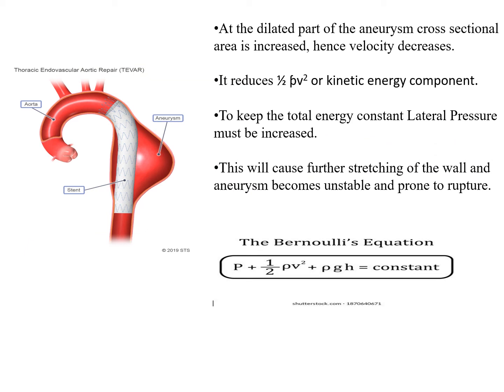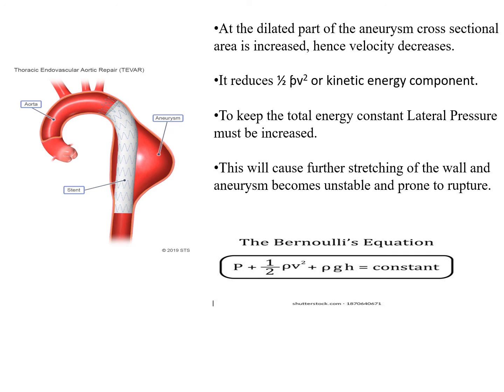The opposite happens in the dilated part of the aneurysm. Here the aorta, or blood vessel, is not narrowed; instead it is dilated. So the cross-sectional area is increased, hence the velocity decreases. If the velocity is less, that means the kinetic energy component of this Bernoulli equation is reduced. In order to keep the total energy constant, the lateral pressure must be increased. So in the wall of the aneurysm, the lateral pressure of the blood is increased.